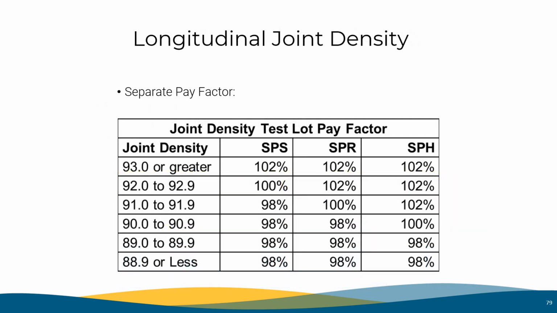Since the longitudinal joint density core is separate from the other 5 density samples in the lot, it requires a different pay factor as shown in this table. This pay factor table is also in your contract and is automatically calculated into the software.